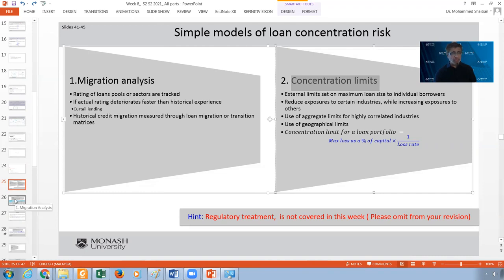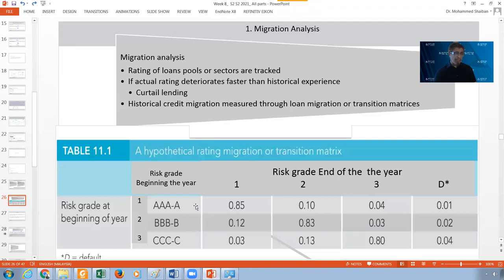Now, let me start with the migration analysis. The migration analysis is based on the rating of the loan pools or sectors as tracked by the industry. If the actual rating deteriorates faster than the historical experience, you have to decrease your lending in this area. For example, look at this example.